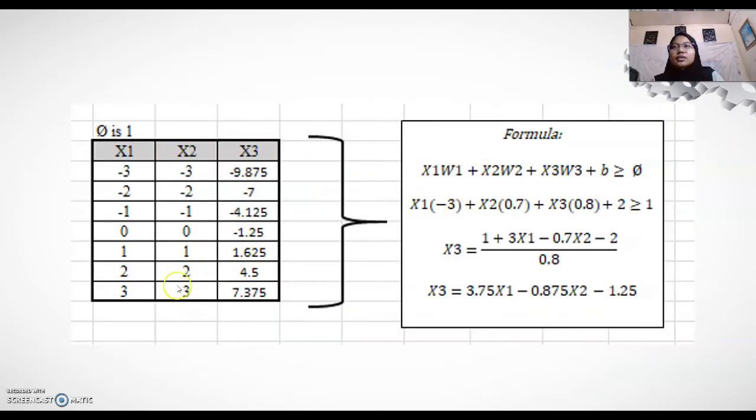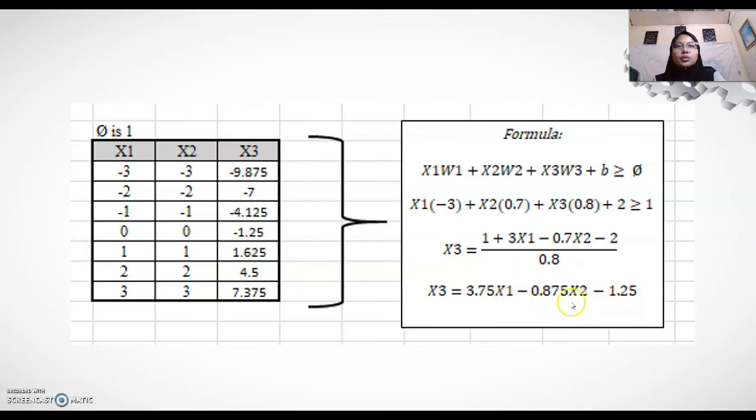Okay, next, this table is for plotting the graph in Matlab. We use this formula: x1 W1, x2 W2, x3 W3 and B. And we substitute the value of W1 that we get from the table. After that we get x3 equal to 3.75 x1 minus 0.875 x2 minus 1.25.